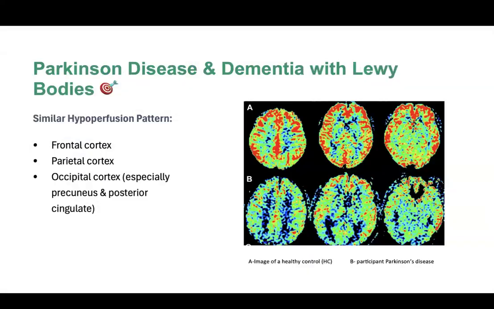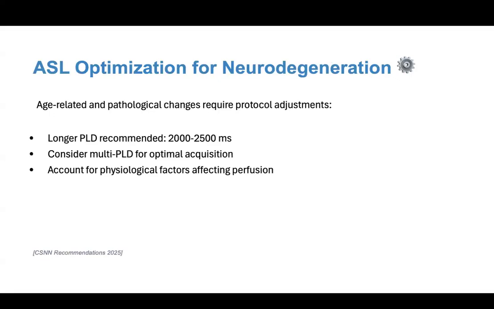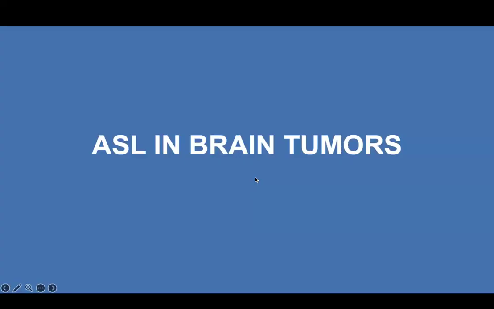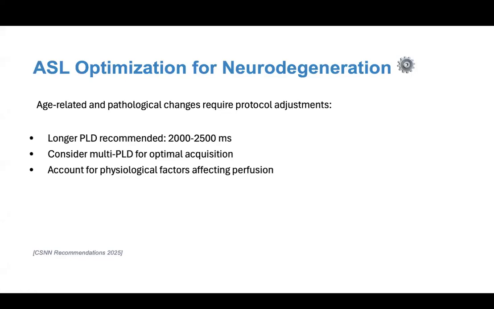In FTD and in Parkinson's, we have diffuse decrease in perfusion. For ASL optimization in neurodegeneration, older patients will have decreased cardiac output, so we have to go for longer PLDs or multi-delay ASLs. The PLD recommended is 2000 to 2500 milliseconds, that is 2 seconds to 2.5 seconds.